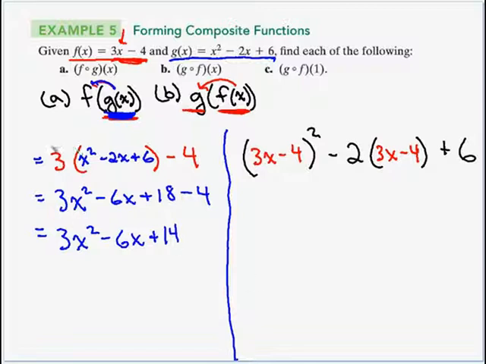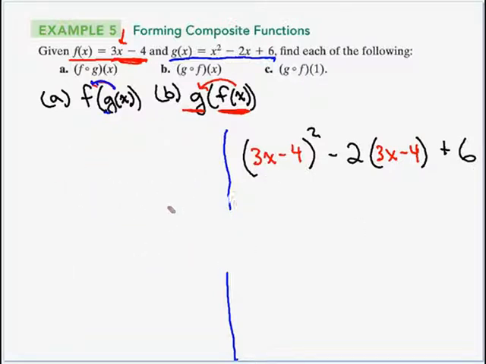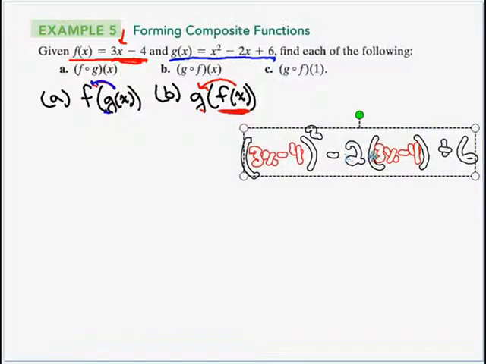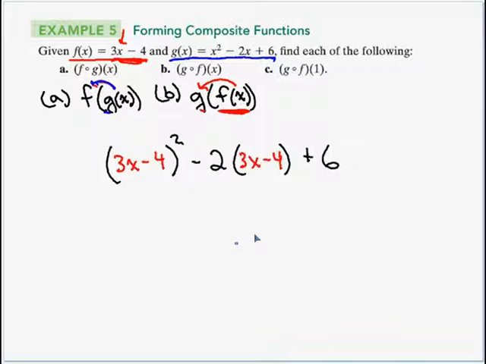Okay, it looks like I am going to have to erase this and give myself a little more room. Just remember at the end here, when we see the end result of g of f of x, it's going to look very different from f of g of x. So let me get rid of this. Because, of course, that 3x minus 4 quantity squared, we're going to have to FOIL that out. And then distribute the 2 and then collect like terms.